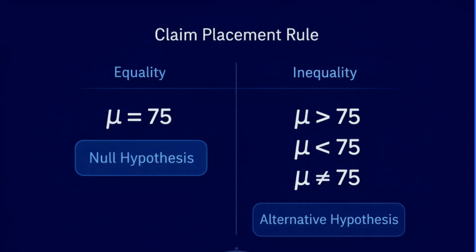A helpful placement rule is this. If the claim contains equality, it belongs in the null hypothesis. If the claim uses greater than, less than, or different, it belongs in the alternative hypothesis. This rule prevents one of the most common mistakes students make.